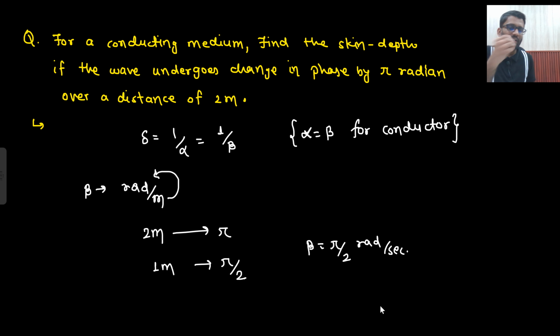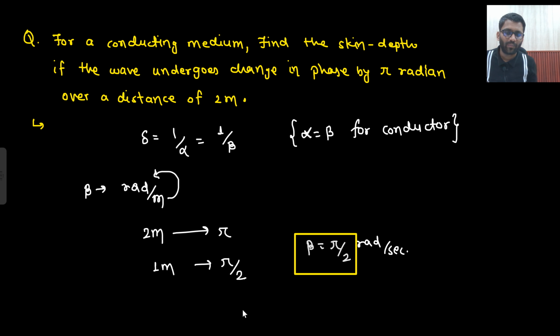Do you remember the actual definition? What is wavelength? Wavelength is the length between two peaks. What is beta? If you work for 1 meter, then how much phase change is there? Or you can say, if I work for lambda meter, then my phase change will be 2 pi. So this is what your beta is. What is your time period? How much time it takes to reach from peak to peak? That is time period. So I have got the value of beta.